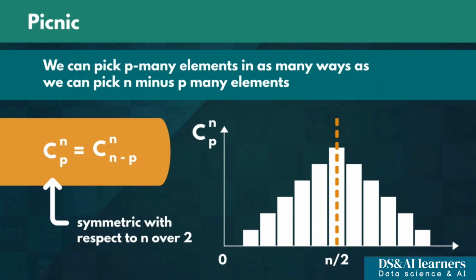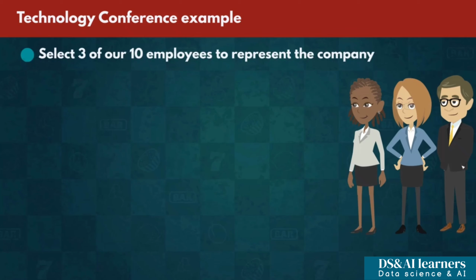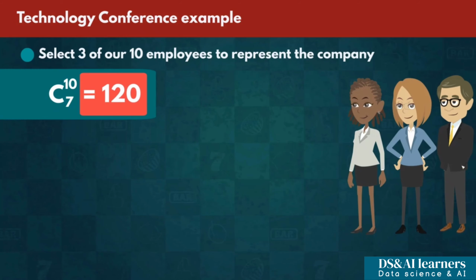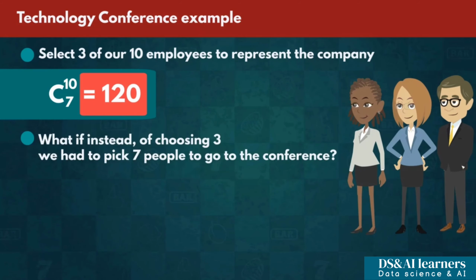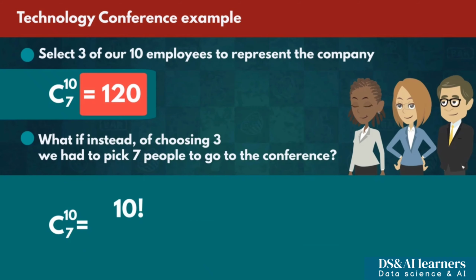So far, so good. Recall the example where we had to select 3 of our 10 employees to represent the company at a conference. As we already showed, there are 120 possible selections. What if instead of choosing 3, we had to pick 7 people to go to the conference? Well, using the formula we defined in the last lecture, the number of combinations we would have is 10 factorial over 7 factorial times 3 factorial.